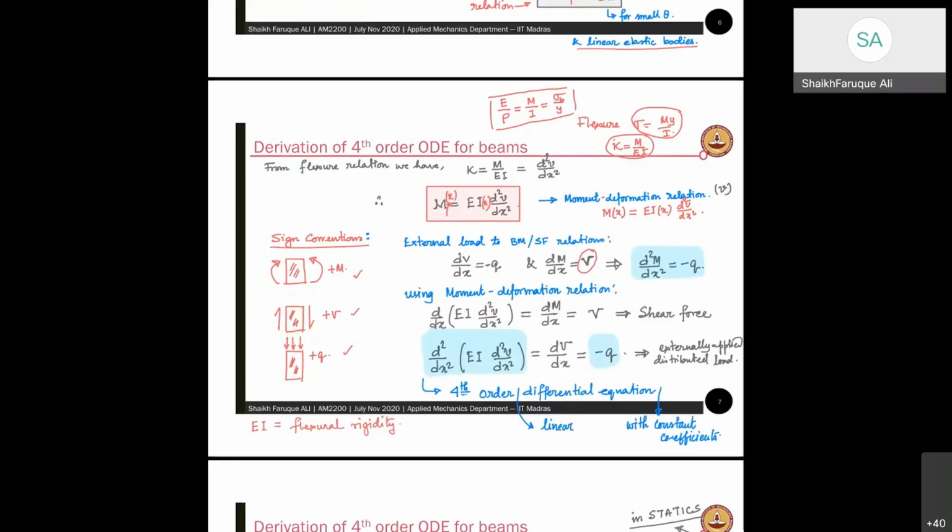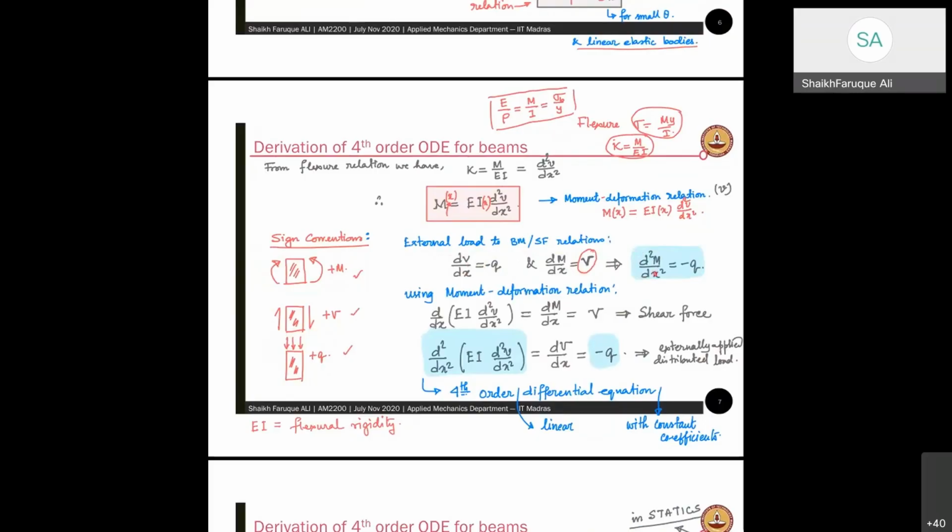Now, once you know the moment relationship, you can always find the relationship with the shear force. We know this relationship. We have learned it in the last year engineering mechanics course, that dV by dx is equal to minus q and dM by dx is equal to V, right? So it comes out to be d squared M by dx squared is equal to minus q. q is the distributed load on the beam, not a point load. It's a distributed load. And we can relate this.